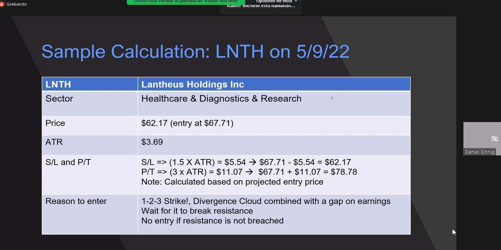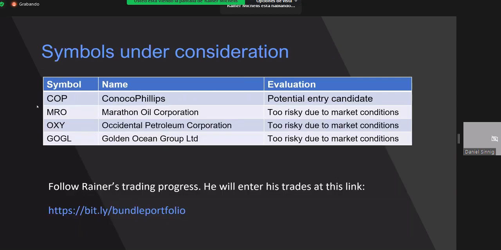Today, what we will look at, I found a few stocks that we should look at. That's ConocoPhillips, and Marathon Oil. Oxy is another petroleum company, and the Golden Ocean Group. These are stocks that are showing up right now, but let me show you a couple of things here first.